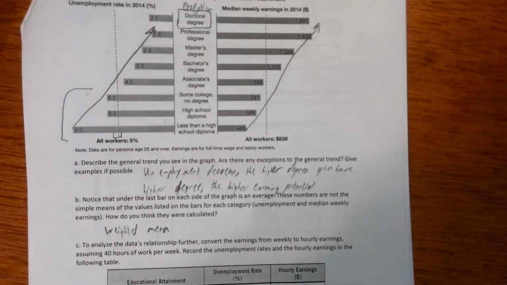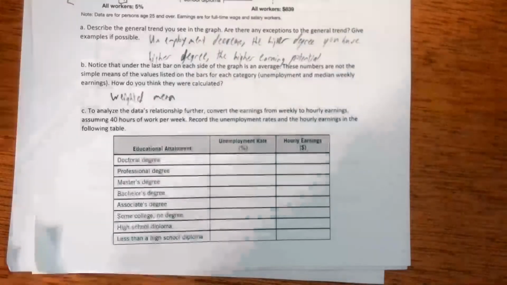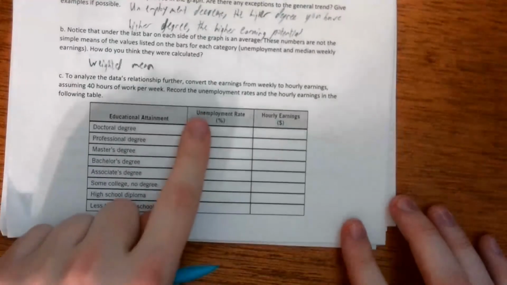Okay? All right, and then C says, to analyze the data's relationship further, let's convert the earnings from weekly to hourly earnings, assuming that they worked 40 hours of work per week. And then it says, record the unemployment rates and the hourly earnings in the following table. So let's do that. I know that my unemployment rate is going to stay the same, right? I haven't changed that at all.